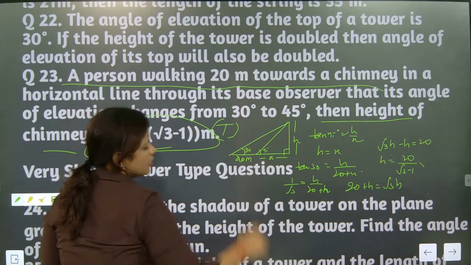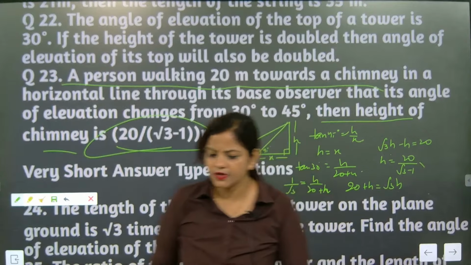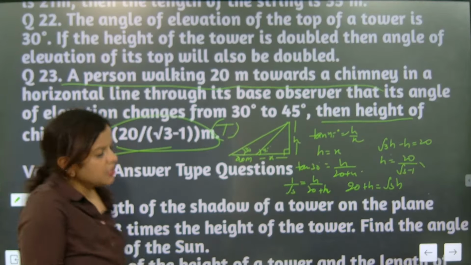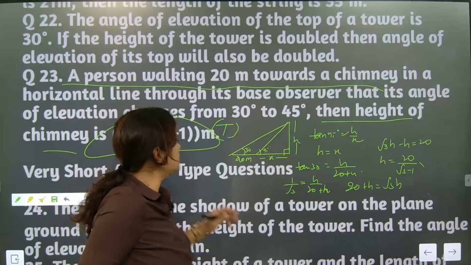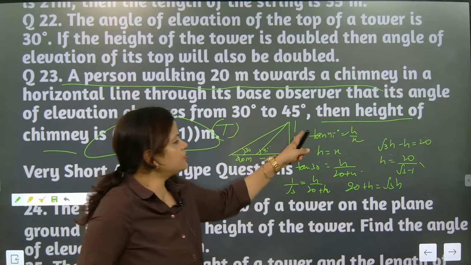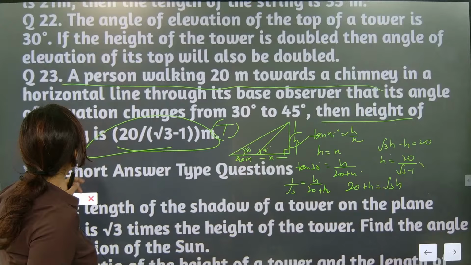So statement will become true. Absolutely, yes. The statement will become true, beta, because I thought height of chimney is 20. I took height of chimney as 20.